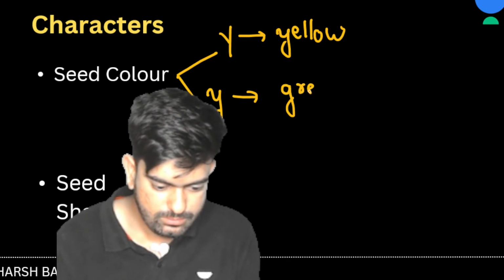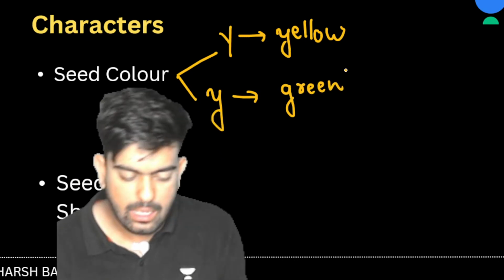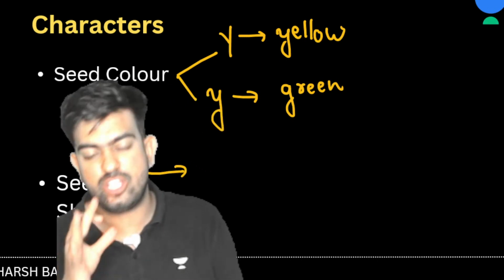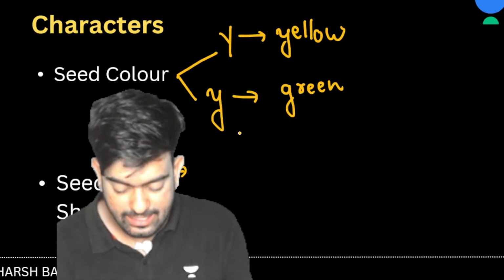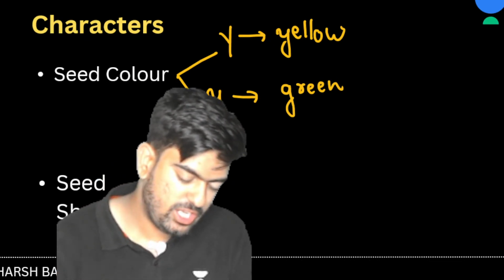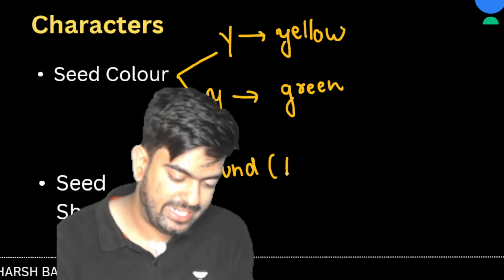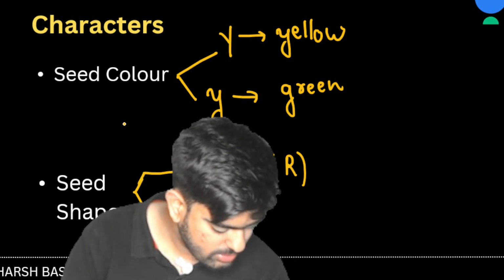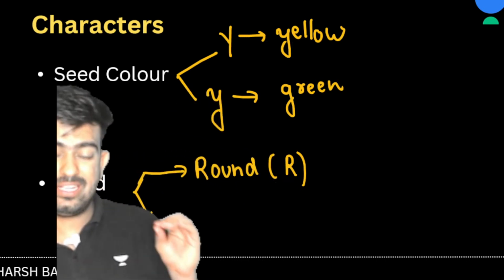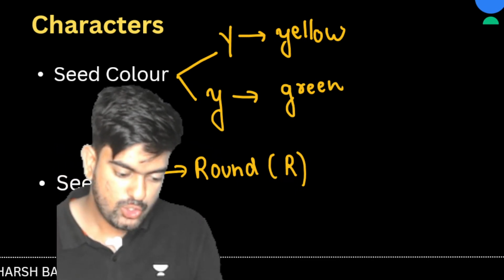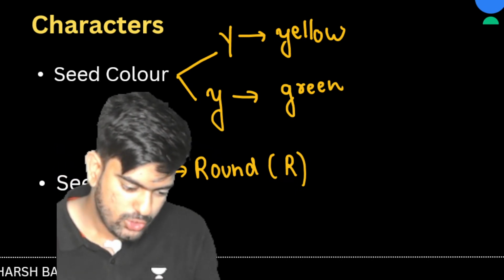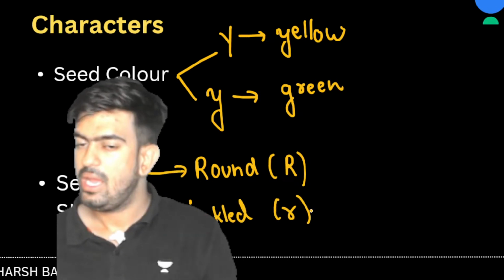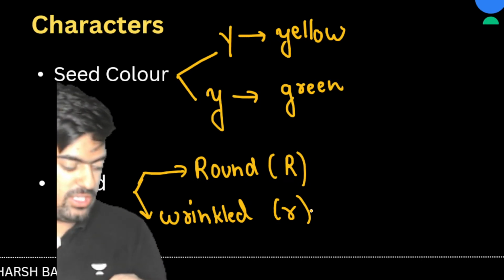Now we are going to talk about the seed shape. The dominant character for the seed shape is round, and we represent it as capital R. And the recessive character of the seed shape is wrinkled. Should I write it with W? No, we should write it with small r. I think these things are pretty clear to all of you.